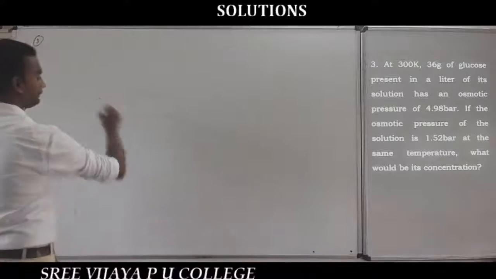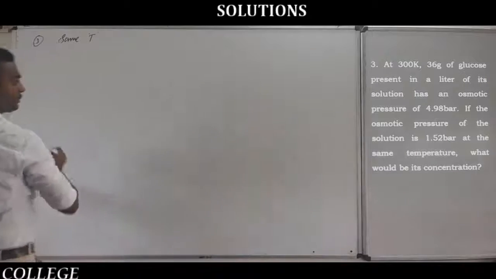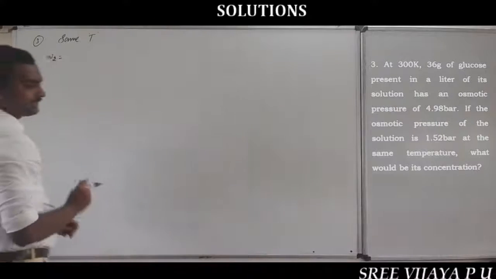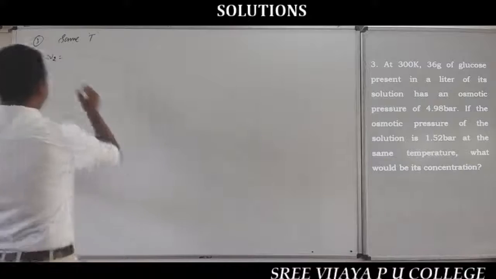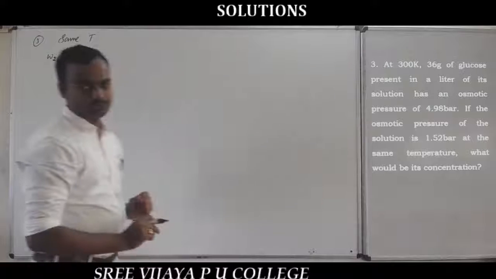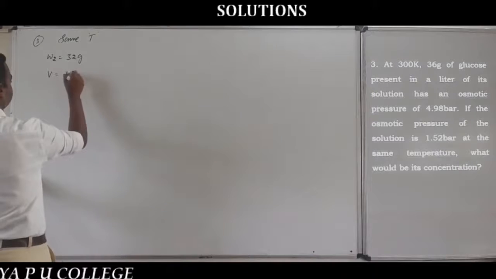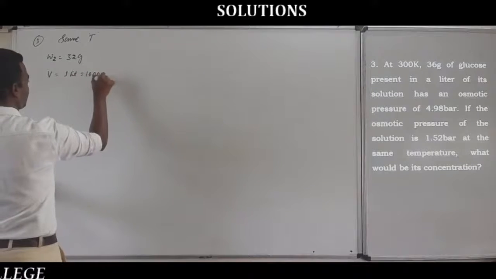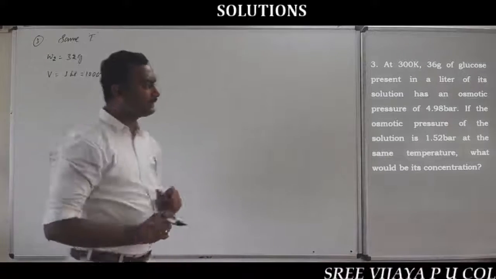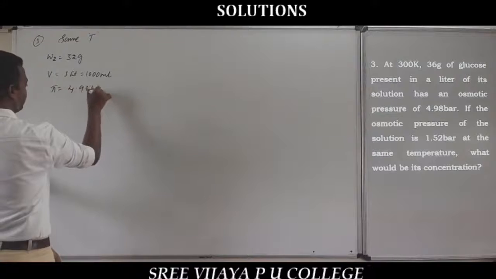So here the temperature is the same. 36 gram of glucose is present in a liter, and glucose acts as the solute here. So the mass of solute is 36 gram, present in a liter of its solution. A liter of solution is nothing but the volume of solution, which is equal to 1 liter, that is 1000 ml. The osmotic pressure of the solution, pi, is equal to 4.98 bar.